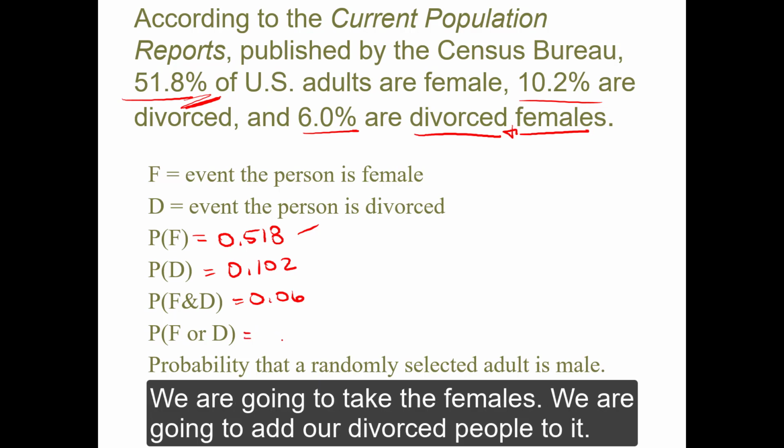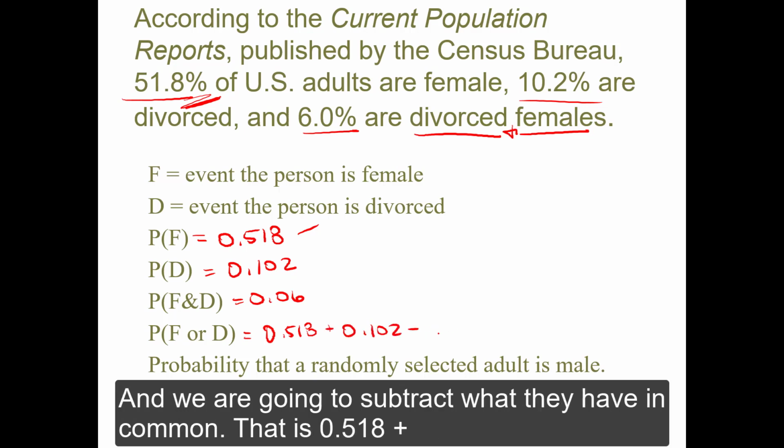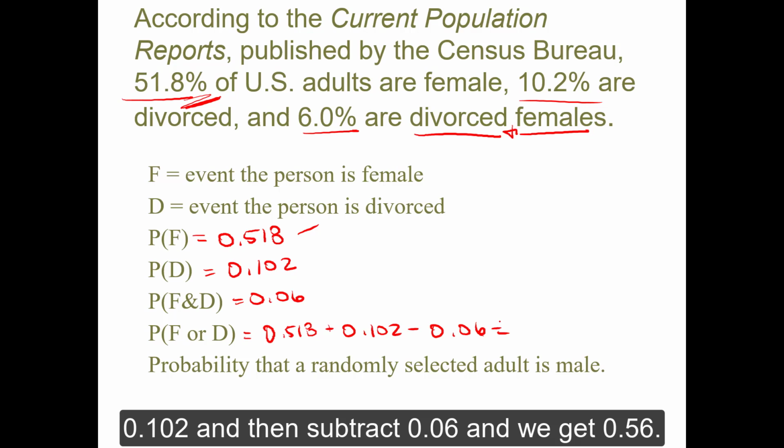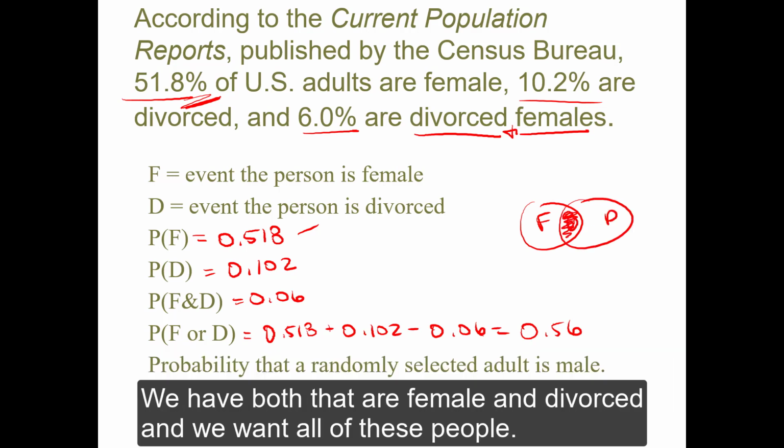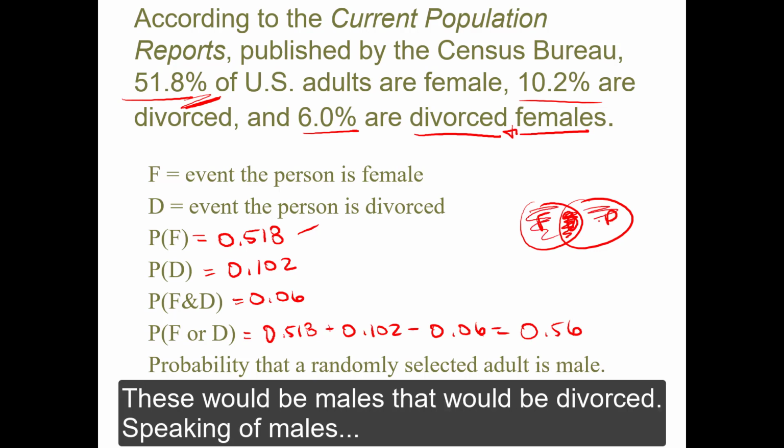Now we want female or divorced. That means we're going to take the females, we're going to add our divorced people to it, and we are going to subtract what they have in common. So that is 0.518 plus 0.102, and we're going to subtract 0.06. And we get 0.56. So there's 56% of people that are female or divorced. So think of that as, here's female people, here's divorced people. We know that we have some that are both female and divorced, and we want all of it, right? So over here are the males that are divorced.